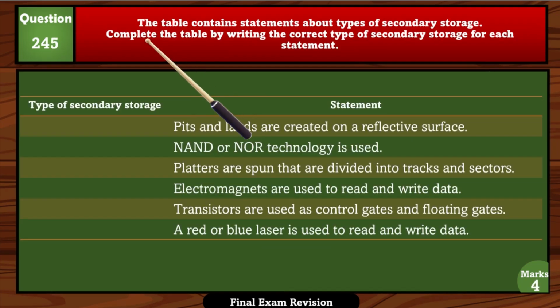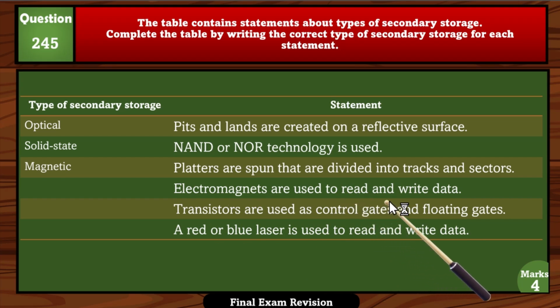Question 245, the table contains statements about types of secondary storage. Complete the table by writing the correct type of secondary storage for each statement. Number one, pits and lands are created on a reflective surface, so that is optical storage. NAND or NOR technology is used, so that is solid state or SSD. Platters are spun that are divided into tracks and sectors, so that is magnetic storage.